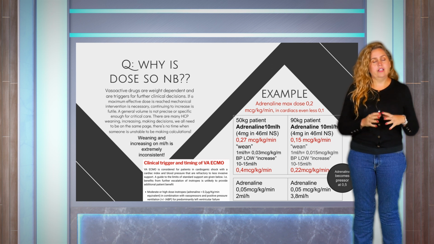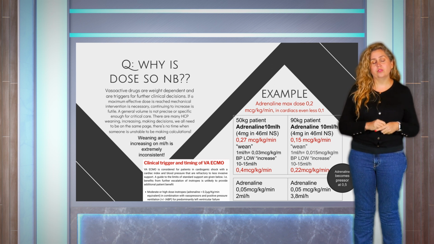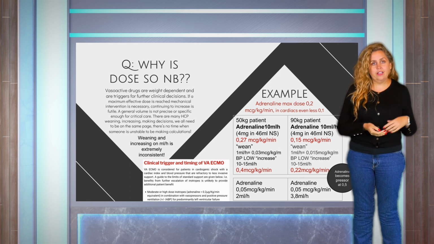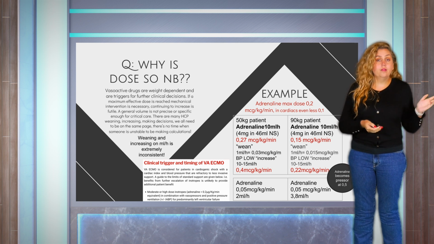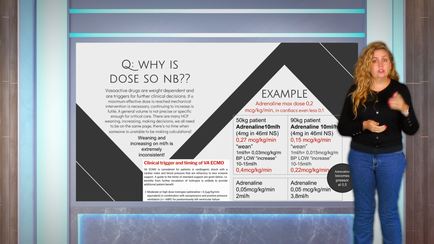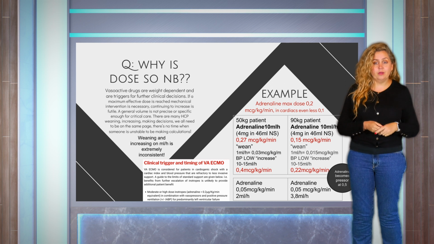I'm not sure that there's any protocol that explains to you how, at what increments to wean. I've chatted to a few of you on the side, and a lot of you said some doctors will say wean 0.5 mils per hour, and some of you wean 1 mil per hour. And if your blood pressure is very good, you'll even wean 5 mils per hour.